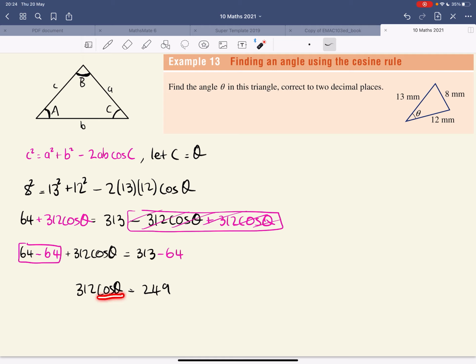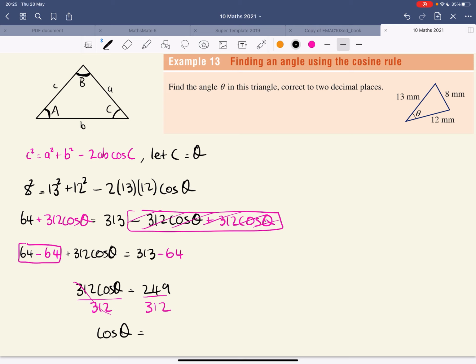I'm trying to isolate cos theta. So if I need to get rid of 312, again, that's multiplying. I will then divide by 312, but I'll have to do it to both sides because whatever you do to the left, you do to the right. All right, that's what I'll do here. So here we go. Divided by 312, but we need to do it to both sides. They all cancel out. And what you get is that cos theta equals 249 divided by 312.